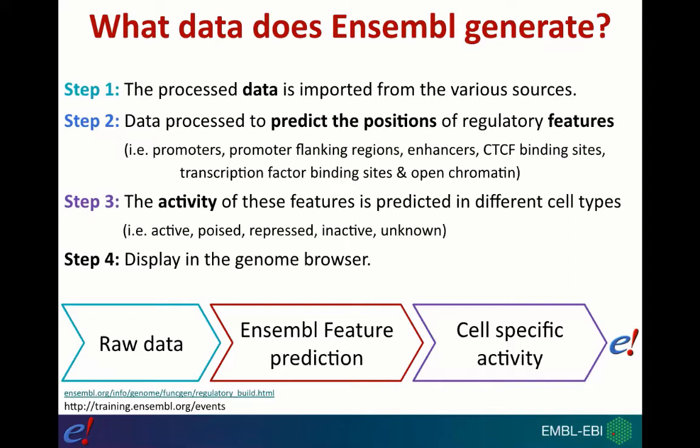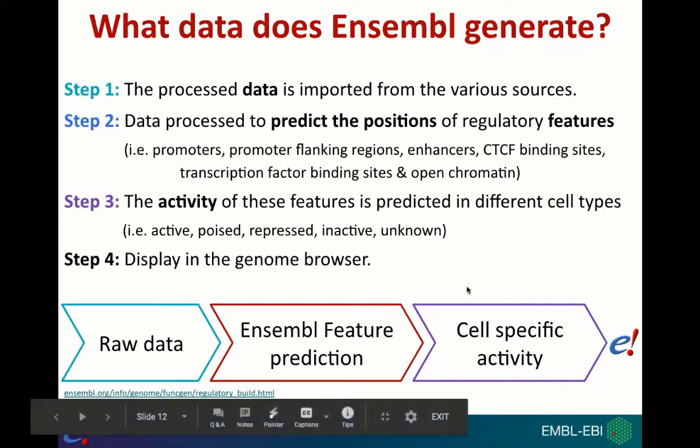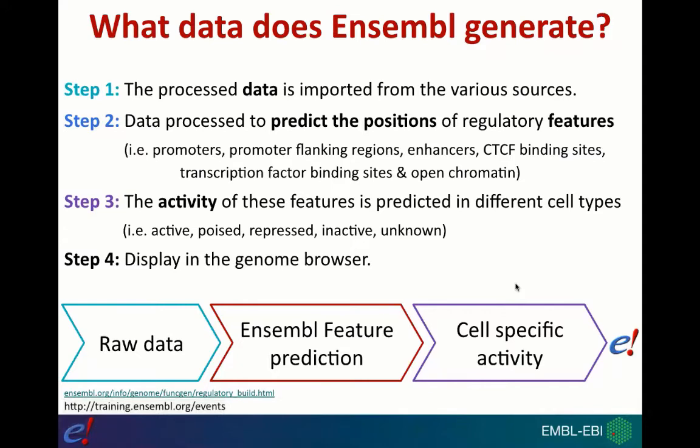The third step is to then predict the activity of these features in the different cell types that we have experimental data available for. So the activity that we assign might be active, poised, repressed, inactive, or unknown. So for each cell type, we predict whether that regulatory feature is active or inactive in those different cell types. And then finally, we display all of this information through the genome browser. And we're going to see how we can get that in the demo.